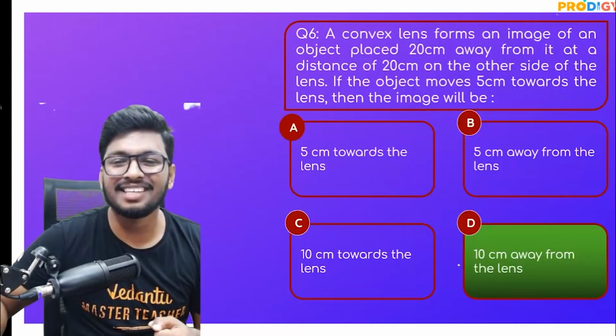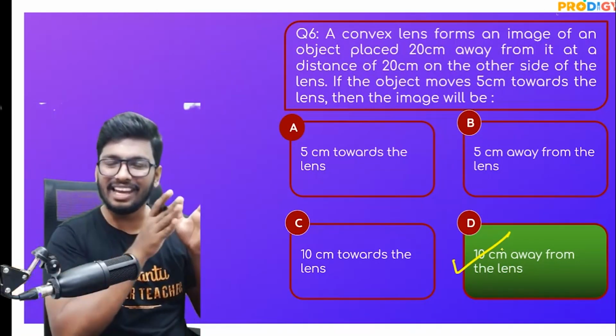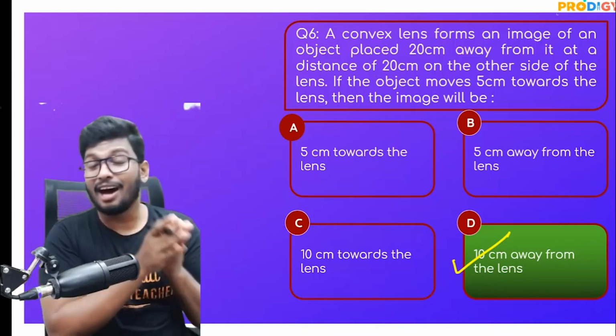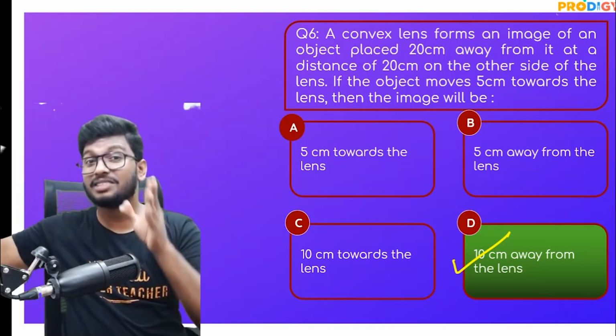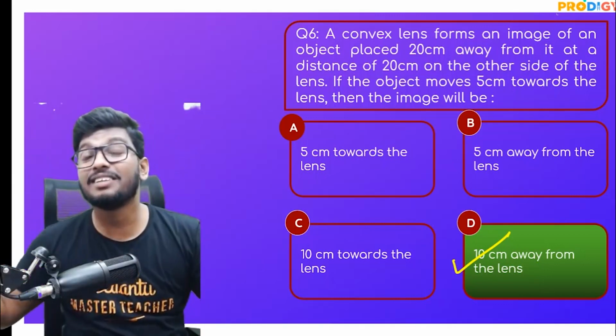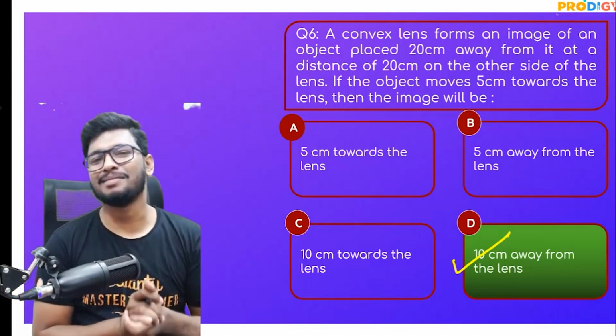So the answer would be, guys, 10 centimeter away from the lens, because initially it was formed at 20 centimeter. Now that you move the object 5 more centimeters closer, the image is formed 10 centimeters behind. So it's forming at 30 centimeter, right? So the answer would be 10 centimeter away from the lens.